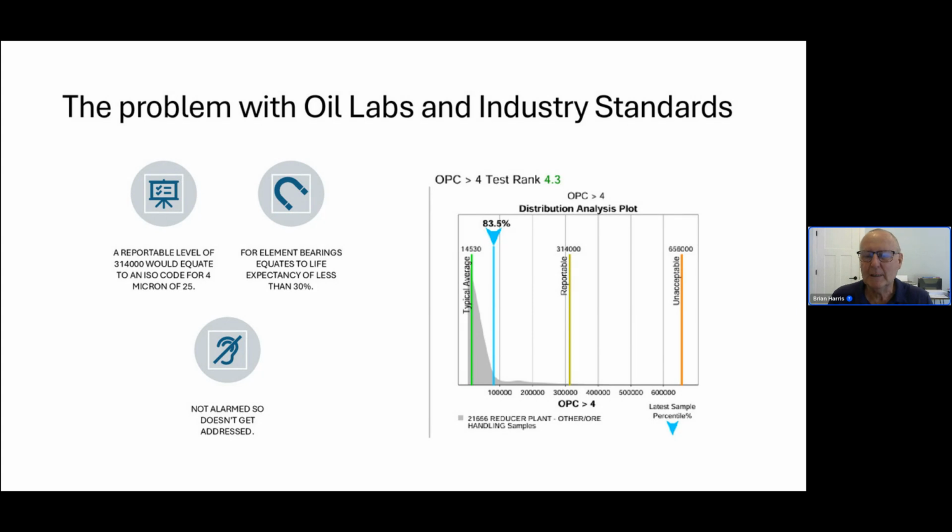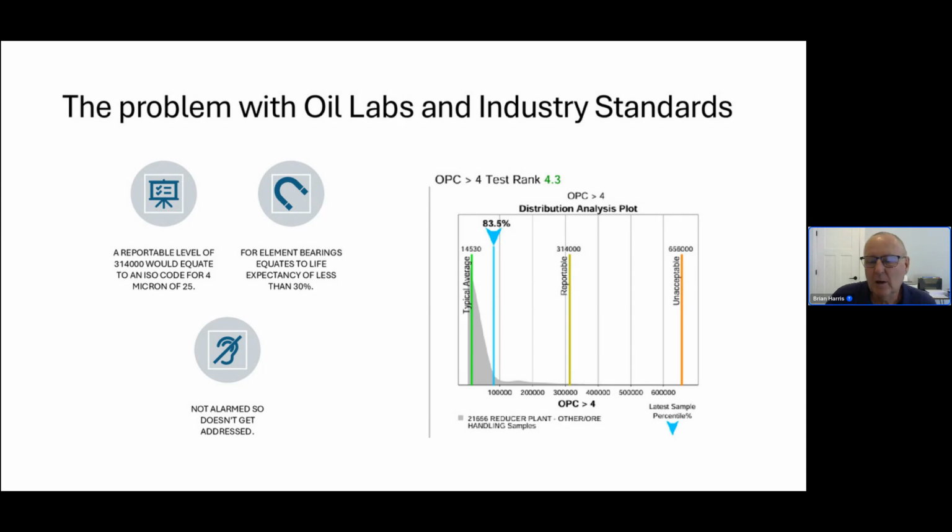So listen, I'm quite acceptable running my equipment with ISO counts as high as this and not doing anything about it. For element bearings, that would be a life expectancy of less than 30%. So this is industry standard. This isn't just this one plant. This is looking at every plant who sends an oil analysis sample and looks at the data. So it doesn't get alarmed, doesn't get action. It's basically carry on as normal.